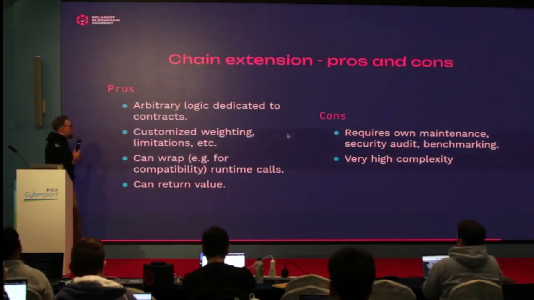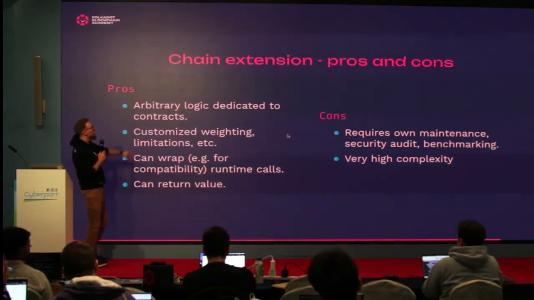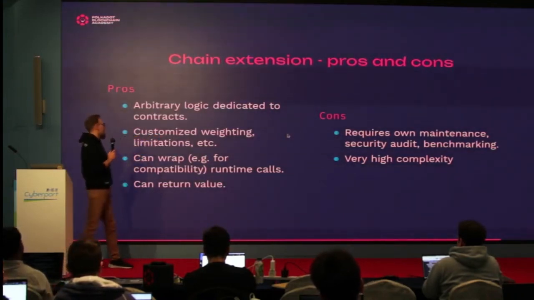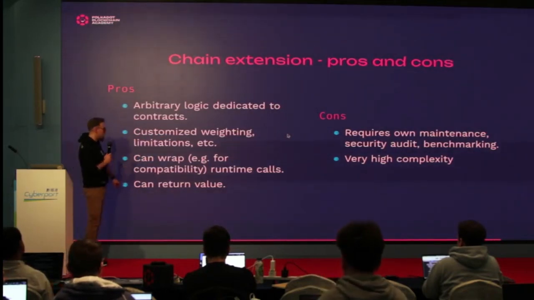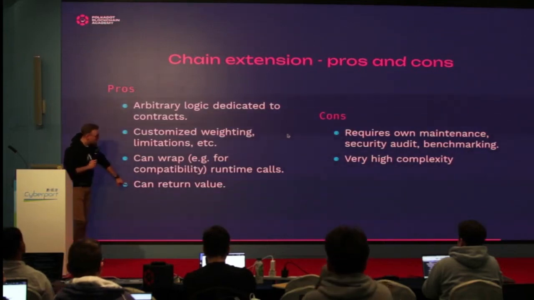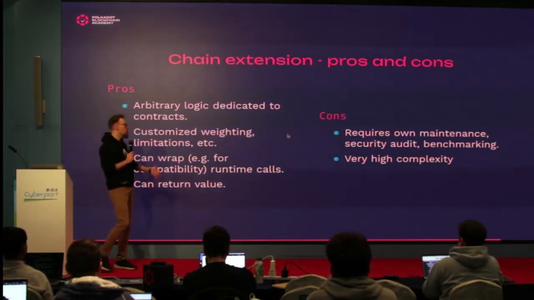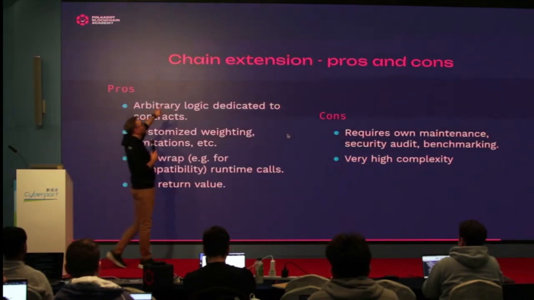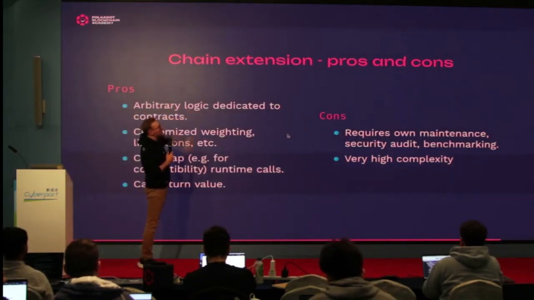The second thing is that we can actually perform things like runtime calls, but with customized weighting for contracts, some limitations, bounding, and other stuff. Yes, we can do some proxying with it. That's not very crucial. But what's very important is that chain extensions can return values. So, for example, outsourcing things, computing things outside the contract, can be done in a very handy way via these chain extensions.